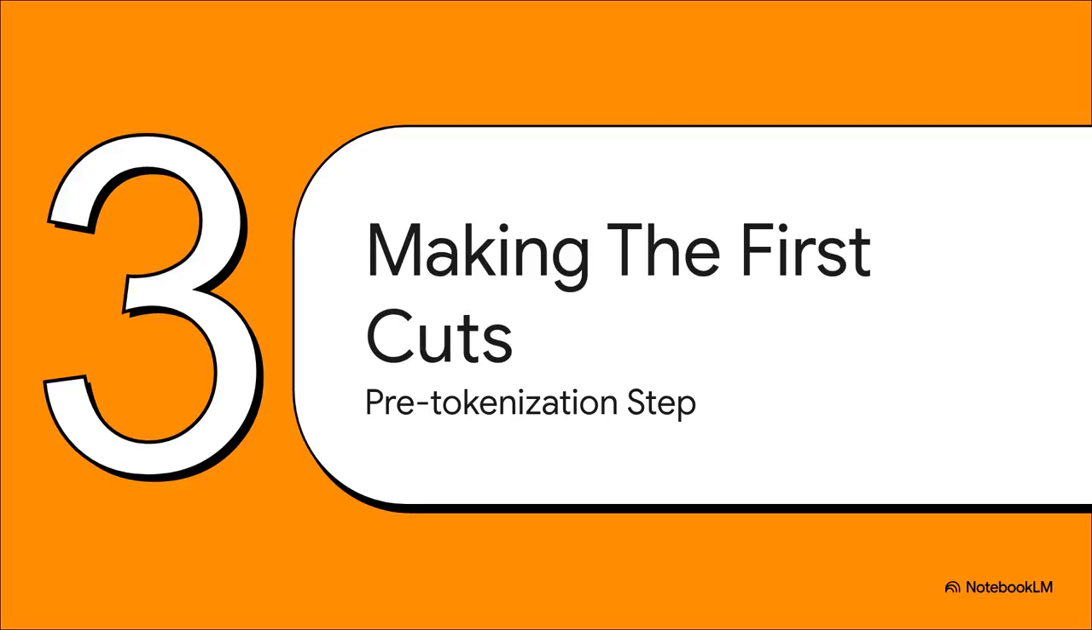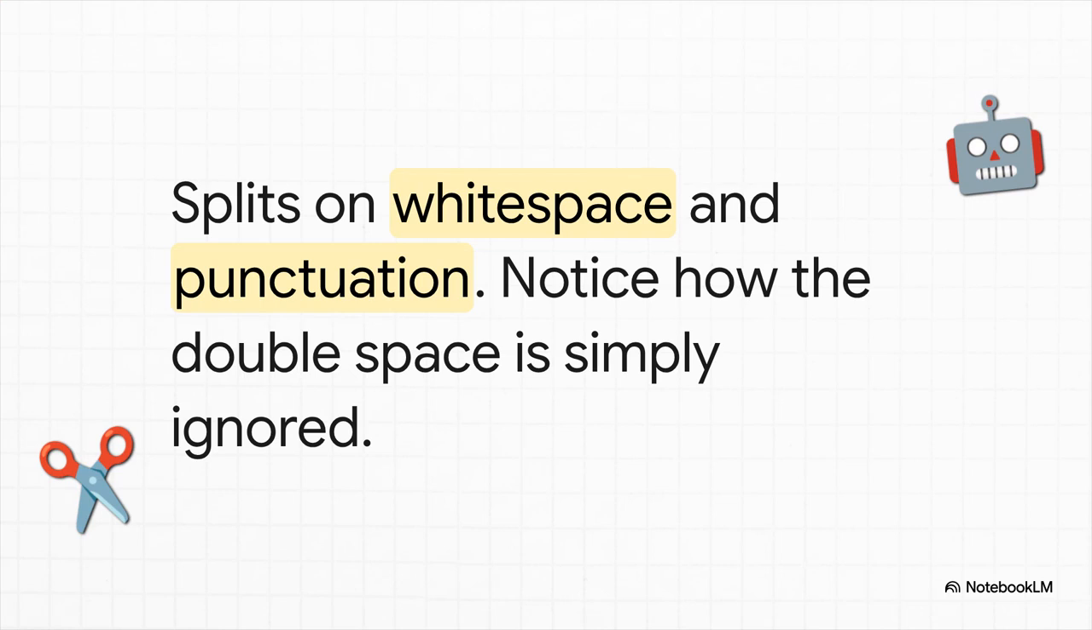All right, so our text is all squeaky clean. Now it's time to move to the next station on the line and make the first cuts. This is called the pre-tokenization step. And this is where things start to get really interesting, because we start to see the unique personalities of different AI models shine through. So let's kick things off with BERT. Its approach is pretty straightforward, kind of what you'd expect. It just splits the sentence based on spaces and on punctuation. So the phrase "how are you?" gets chopped up into 4 distinct pieces: how, are, you, and the question mark.